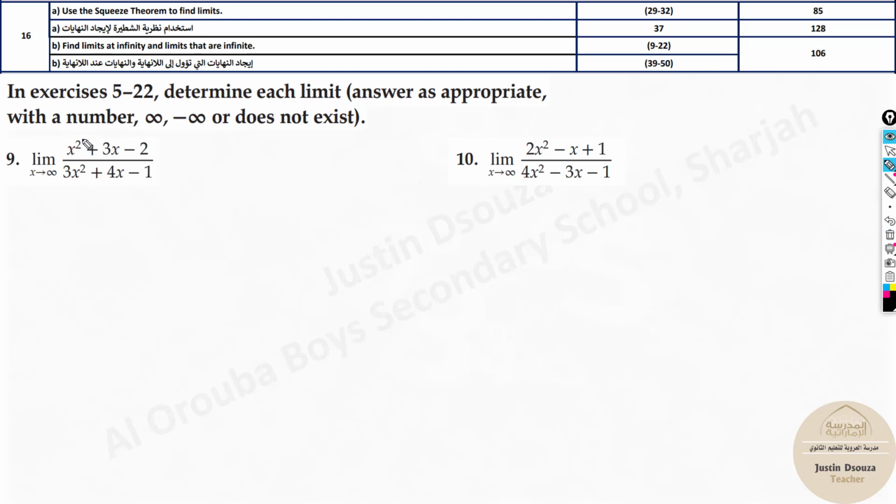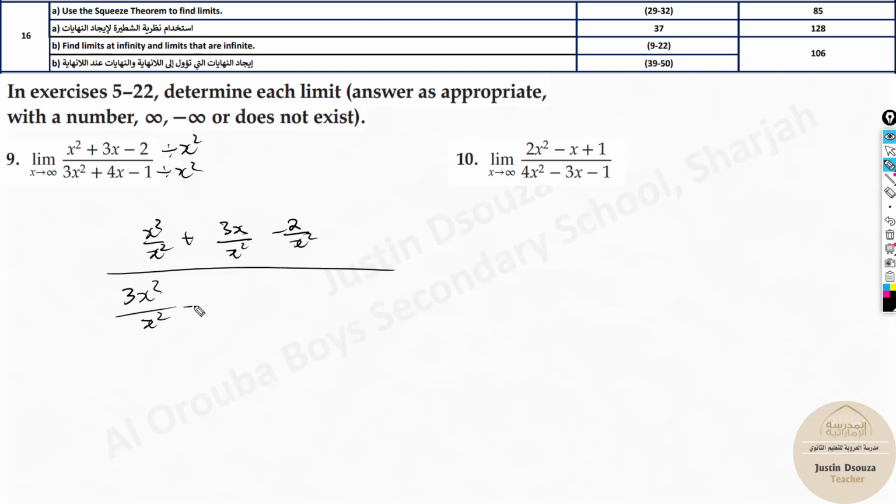It's basically: see what's the highest degree, divide throughout by that same term. Here, the highest degree is x square. So divide this by x square, even over here divided by x square. And what happens now? Here it will be x squared by x square plus 3x by x square minus 2 by x square. The whole thing divided by this denominator term, 3x squared by x squared plus 4x by x square minus 1 by x square.